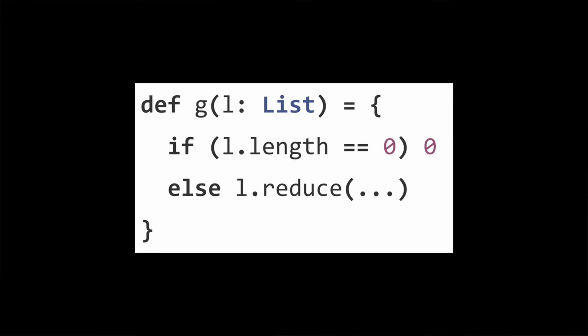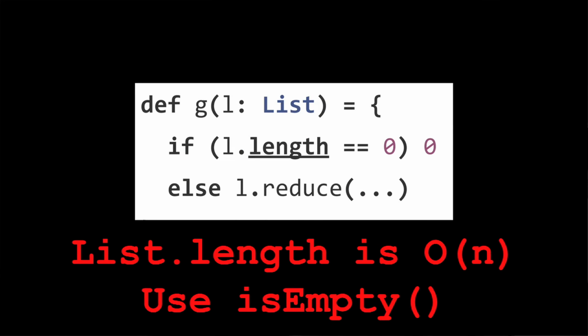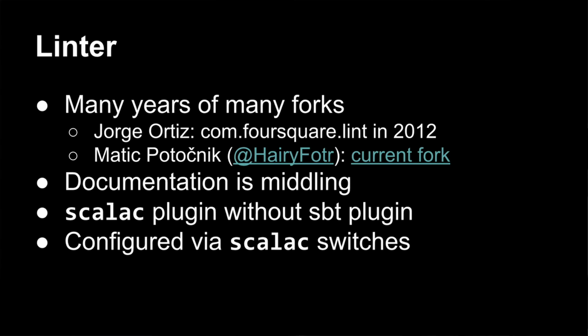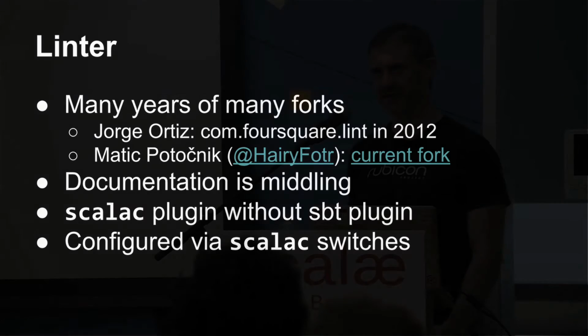And there's a tool over here, Linter, that will detect these things for us. So Linter started with Jorge Ortiz when he was at Foursquare. Jorge's moved on and done other things. There's a guy named Matic, who's picked that up, forked it, maintained it, added some additional things to it. The documentation isn't fantastic. It has lots and lots of rules that feel somewhat overwhelming. It doesn't have an SBT integration, so you need to understand how to pass compiler plugins through SBT to Scalac to use it.